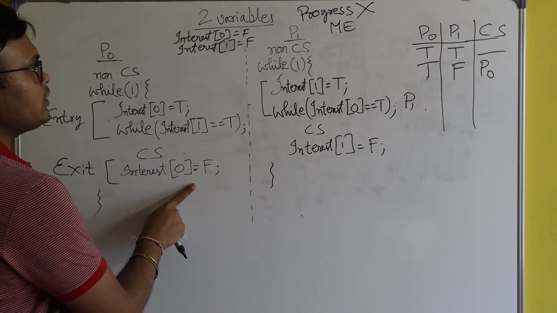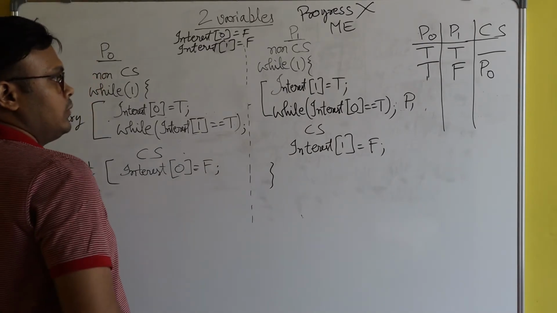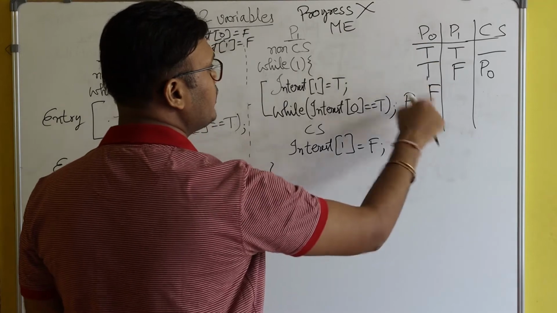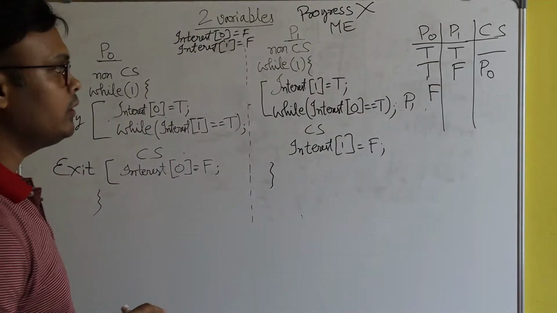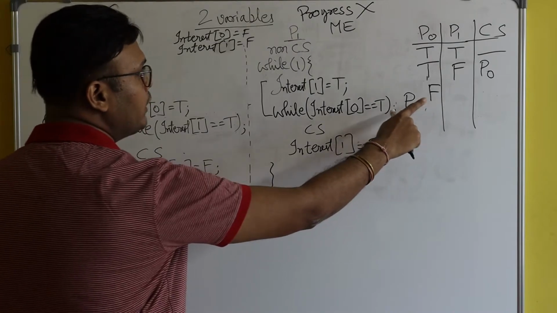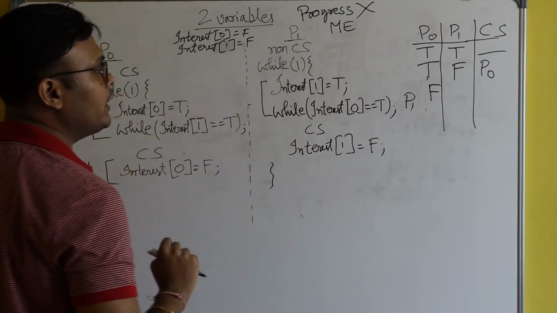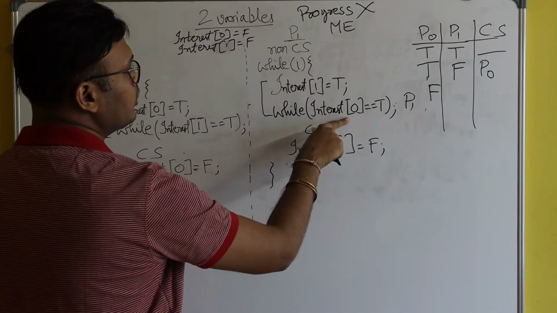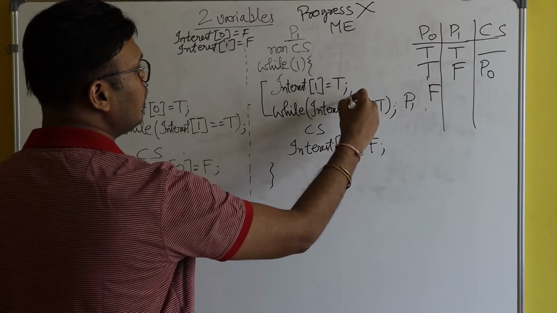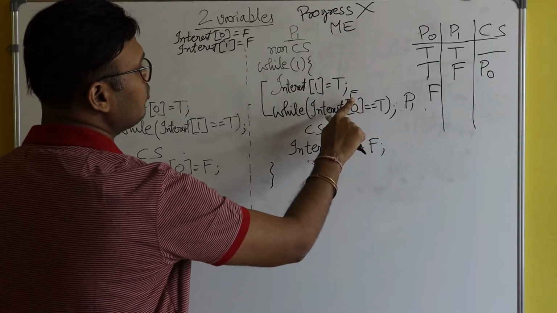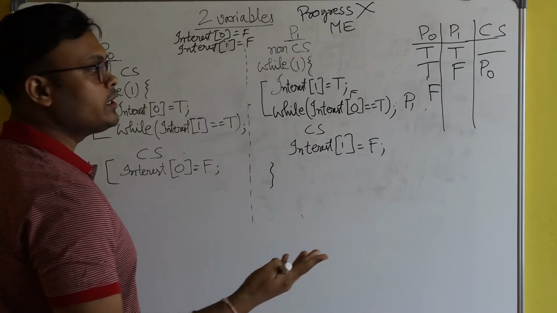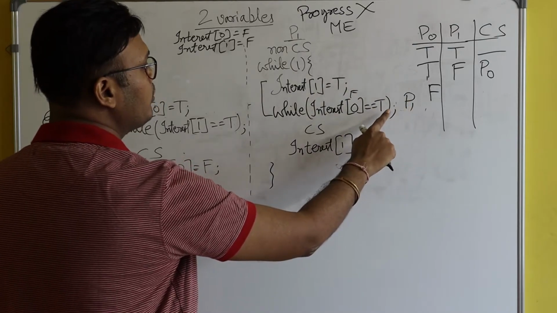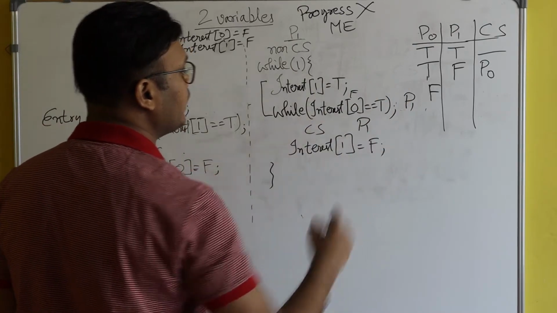Since P0 is not interested, here I will write false. And since P0 is not interested, now P1 can enter inside the critical section. How? You see, interest of 0 is equal to true. Interest of 0 is actually false, because P0 is not interested. So false is equal to true is a false statement, which means this while loop will be broken. Since this while loop will be broken, now P1 can enter inside the critical section.